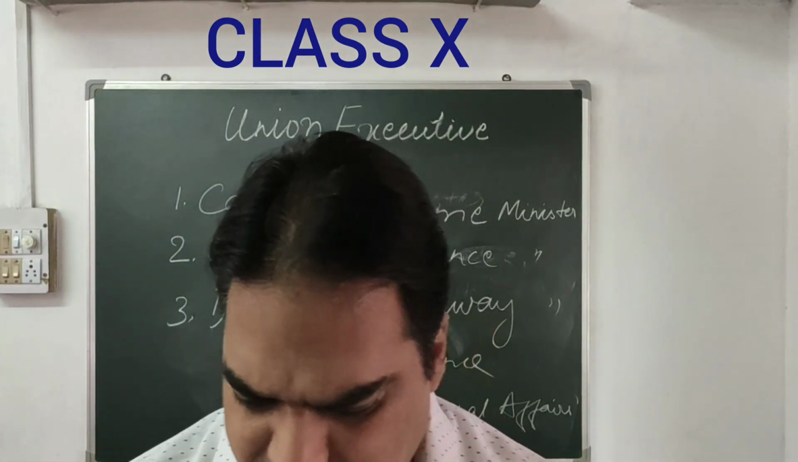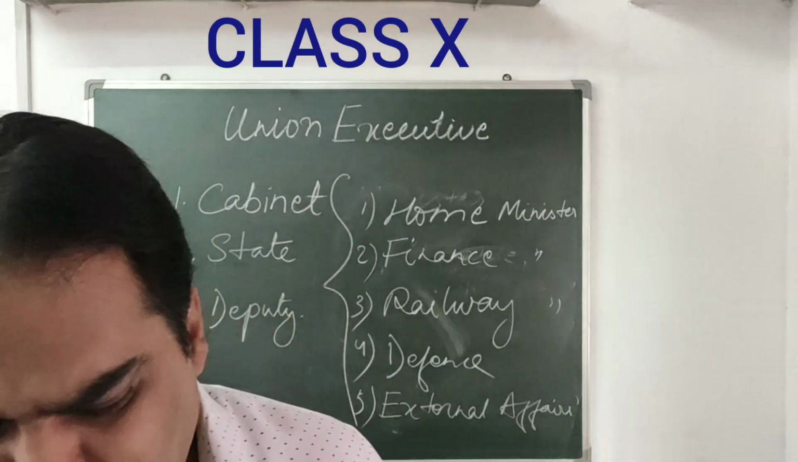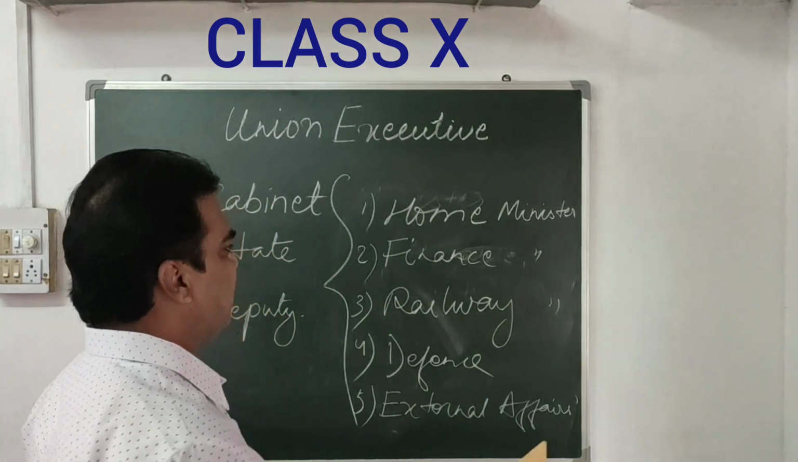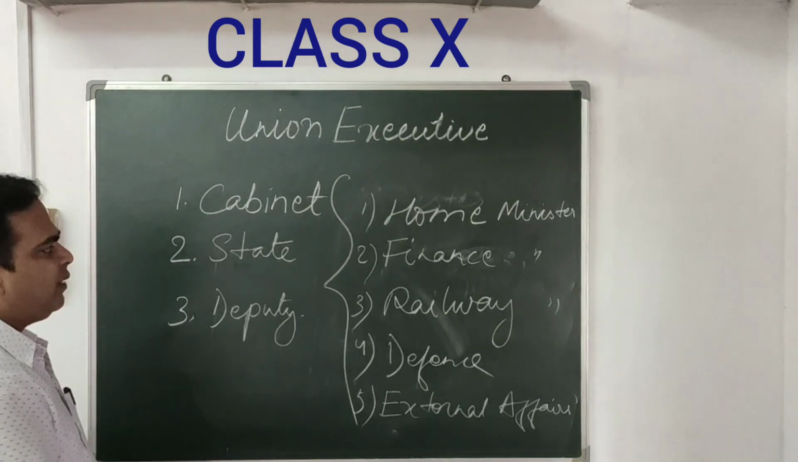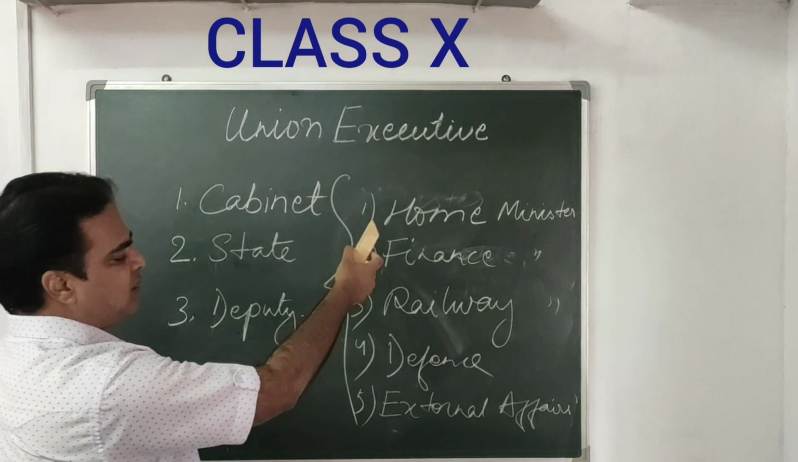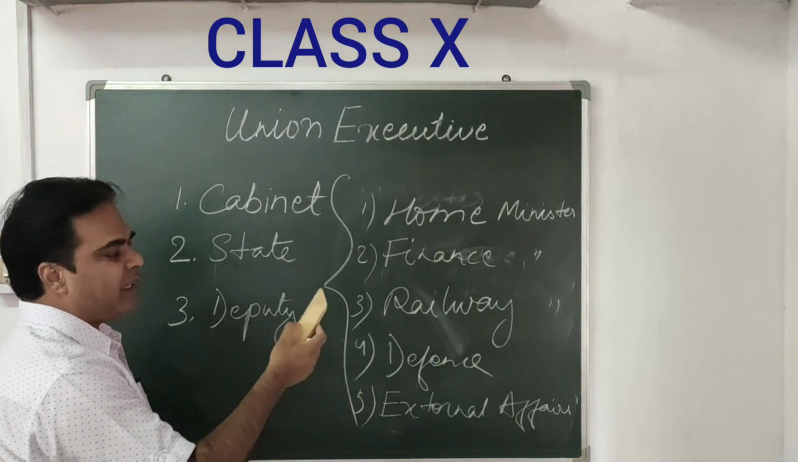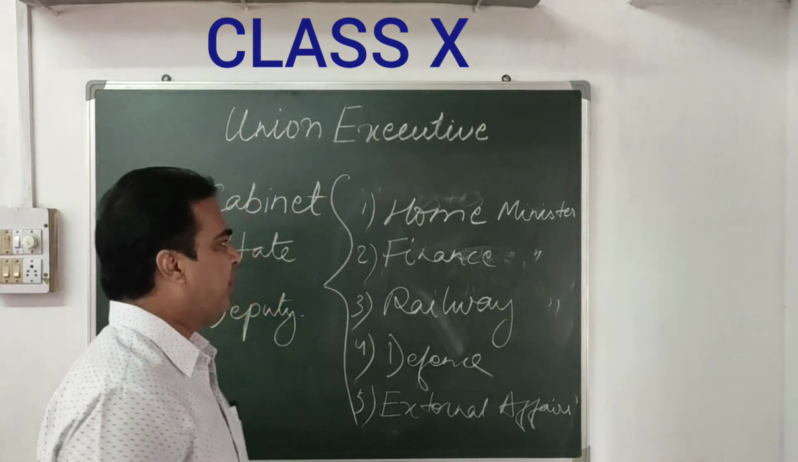So there is a question regarding the difference between the Union Council of Ministers and Deputy Ministers. I hope you all have understood this part. There are 3 categories of ministers: cabinet ministers, state ministers, deputy ministers. And cabinet ministers are some of the important ministers who hold important ministries. They come under cabinet ministers. They are very, very important ministers.